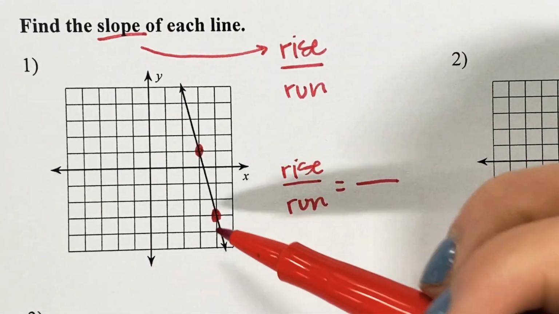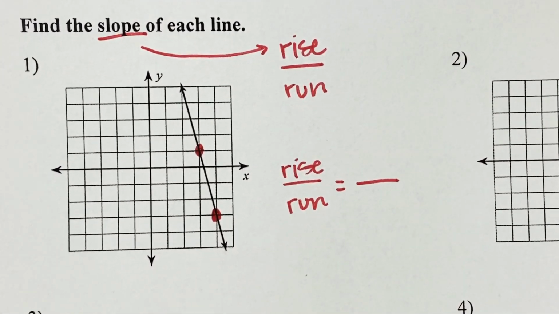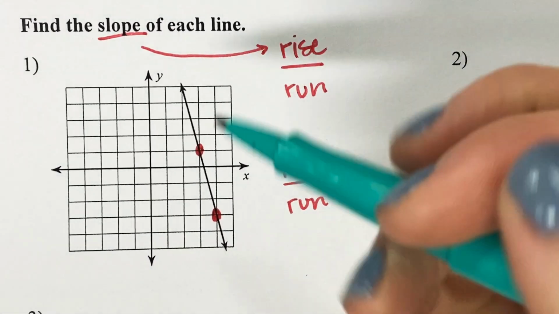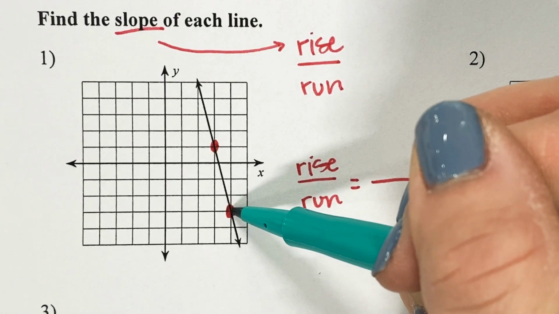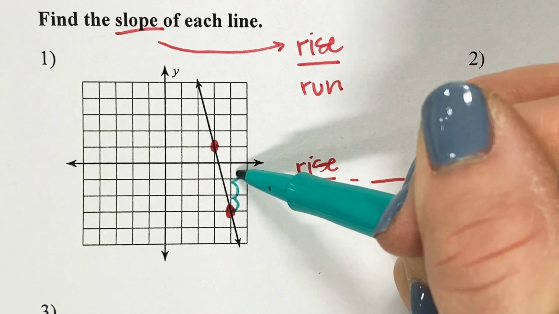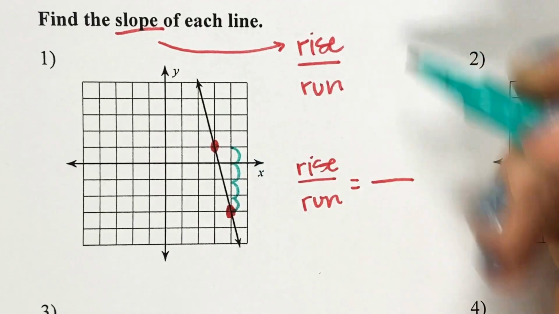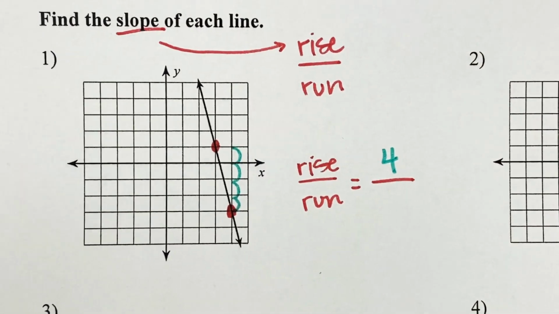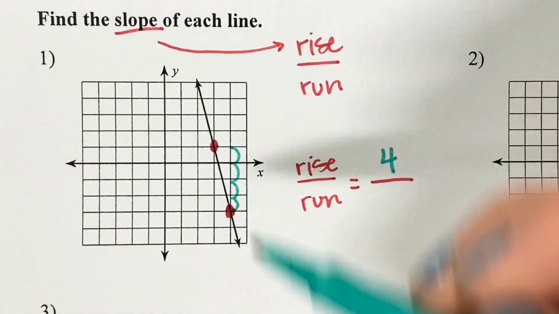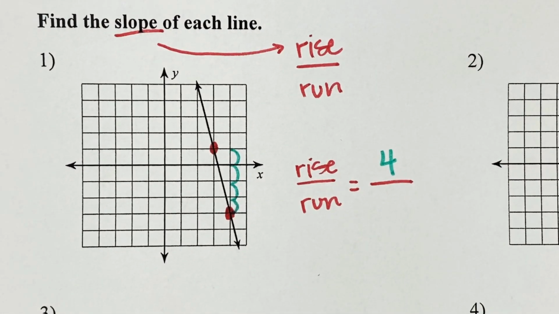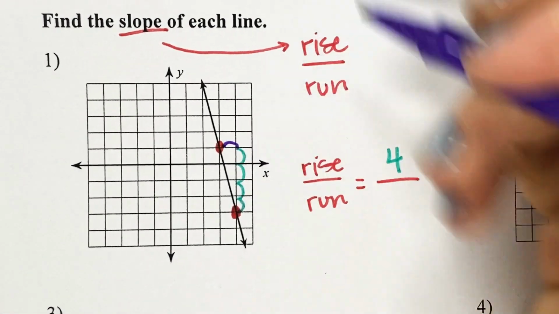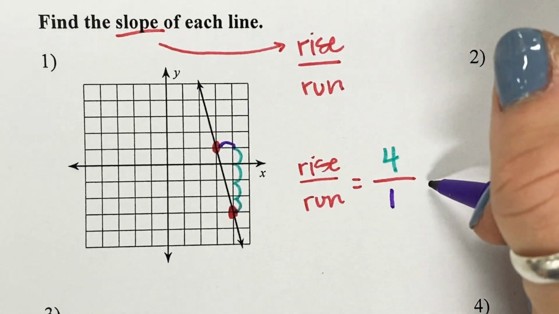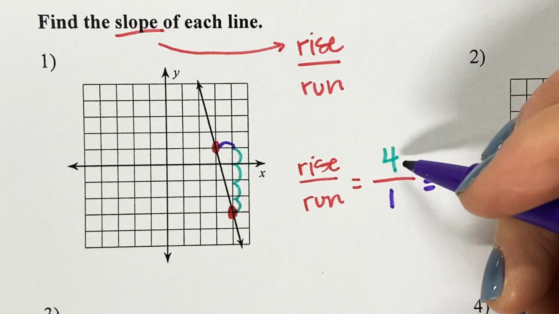Okay, so now we're always going to start from our bottom point, because we need to rise first. So if I need to rise first, I'm going to start from my bottom point and I'm going to rise 1, 2, 3, 4 until I get to that next point. Okay, so I know I had to rise 4. Well, now I have to run. So from where I'm standing right here on the graph, I have to run 1 to get to my next point.